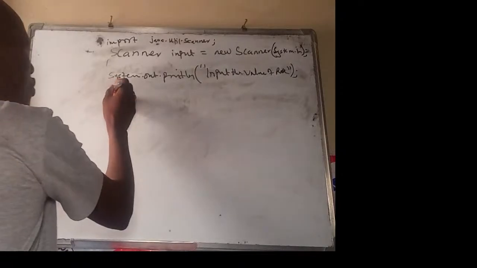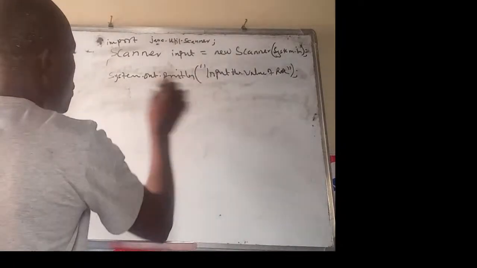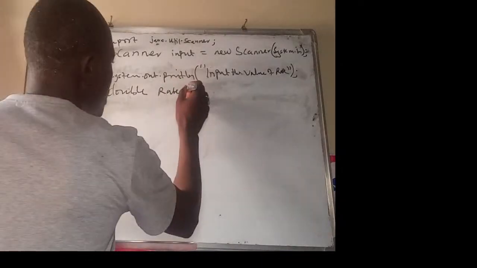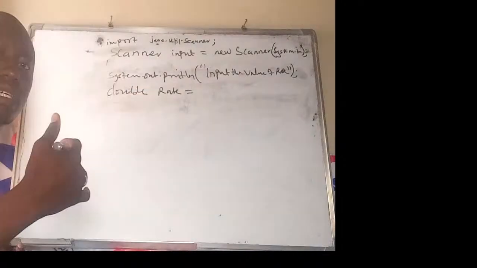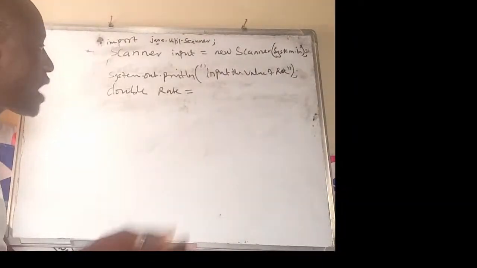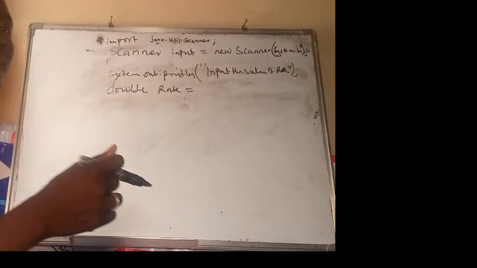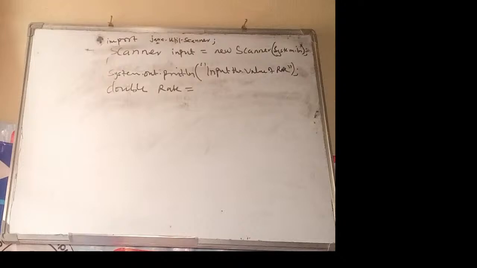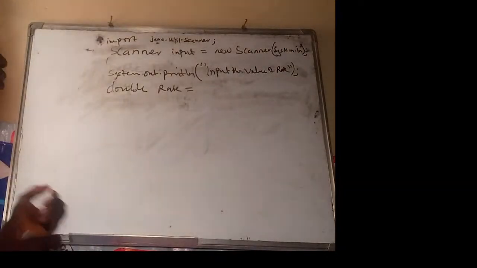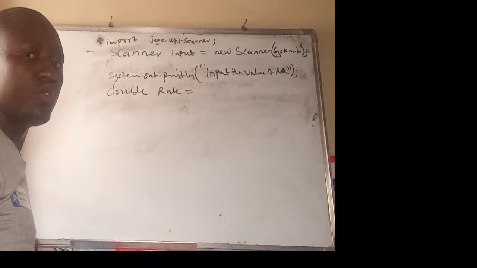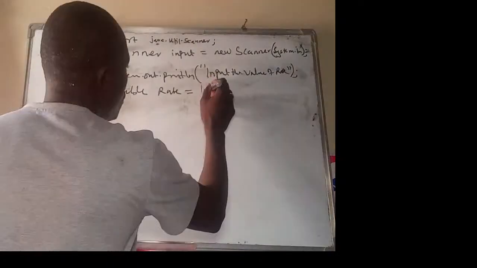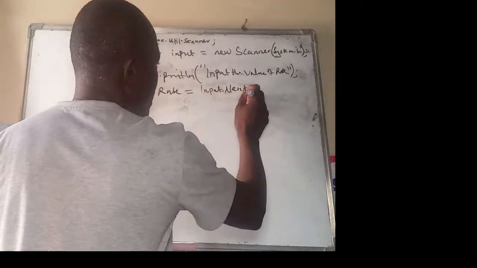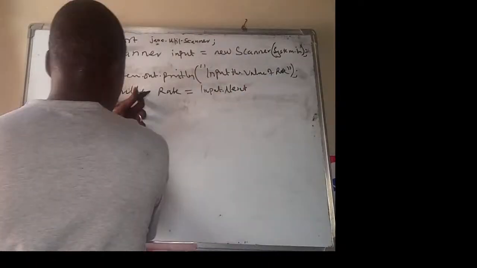So now we have our double, right? Double rate, which is equals to. Now we remember we used to assign a value into this. This time around, we are not assigning a value. Rather, we are going to use the input function called input dot next, then we end it with Double, right?